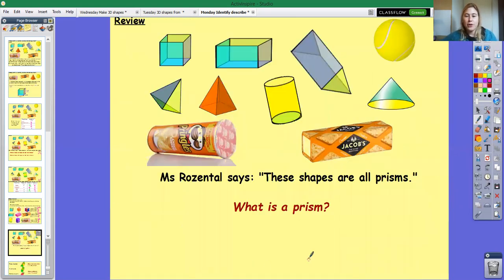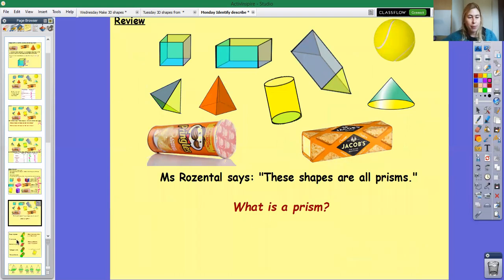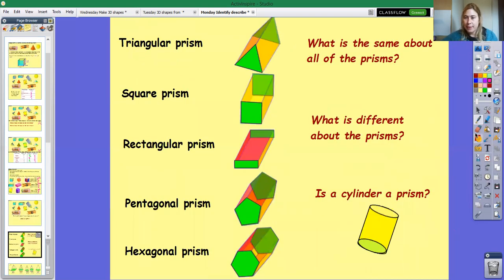Now, I want us to move on to what I was saying. I was saying that these shapes are all prisms. I wonder if you agreed or disagreed. We might need to remind ourselves what actually is a prism. So here are some prisms. I want you to look at the prisms and pause the video and think about what's the same about all of the prisms and what is different about all of the prisms. And you might want to think about whether a cylinder is a prism as well. Okay, pause the video.